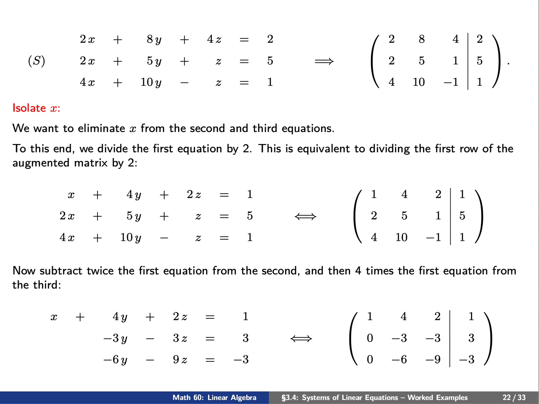Next, we're going to subtract twice the first equation from the second and 4 times the first equation from the third so that we can eliminate the 2x and the 4x from the second and third equations. You can see here that all we've done now is really placed it so the first column is 1, 0, 0. We've achieved our goal. We've isolated x so that it only appears in one equation.